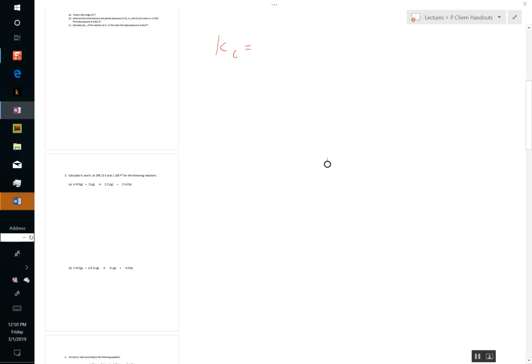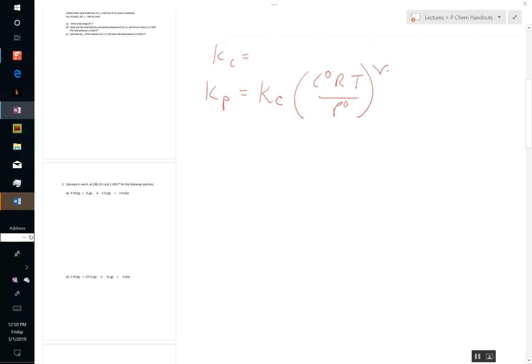Is this from the homework? It is from the homework, but it was also what I derived. We came up with Kp equals Kc times this term, and this actually should be the sum of the nu i's. And now we want to get it in terms of what Kc equals if we know Kp. How do we calculate Kc?